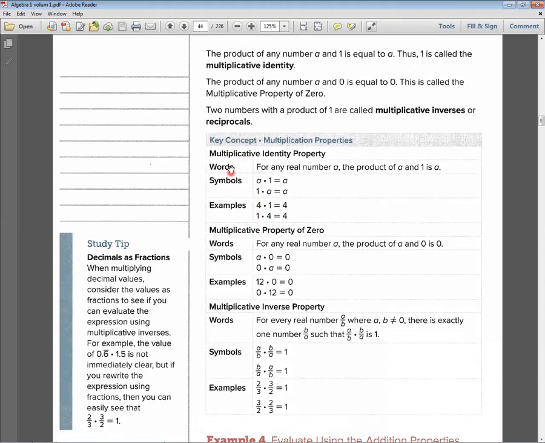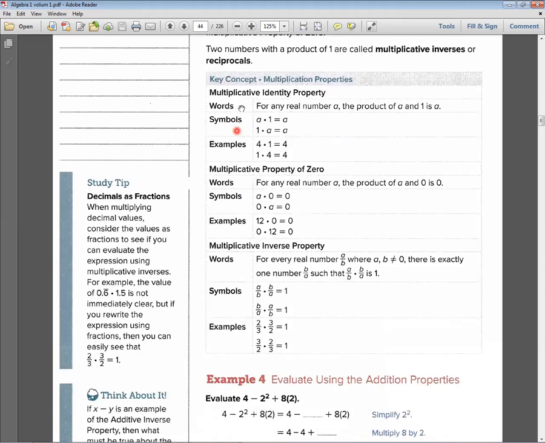For the product, we have the same properties. Number 1, multiplicative identity property. If you multiply a times 1, it's a. If you multiply 1 times a, it's a. For example, the product of 4 and 1 is 4. The product of 1 and 4 is 4. So, for any real number a, the product of a and 1 is always a. This is multiplicative identity. It's 1.